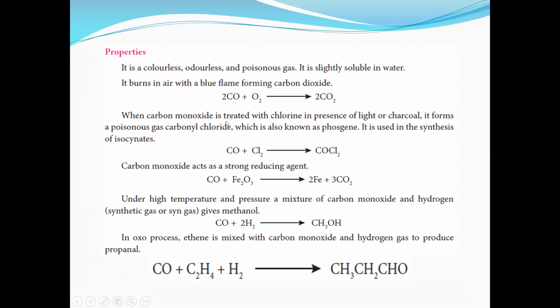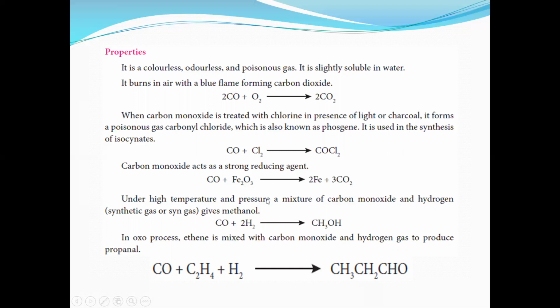When carbon monoxide is treated with chlorine in the presence of light or charcoal, we are getting COCl2. The name of the compound is phosgene. It is used in the synthesis of the isocyanates. Carbon monoxide acts as the strong reducing agent. Here carbon monoxide reduces the metal oxide into metal. So that iron oxide is changed into iron.